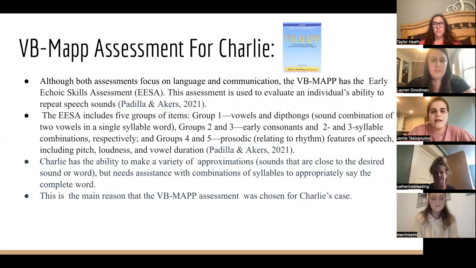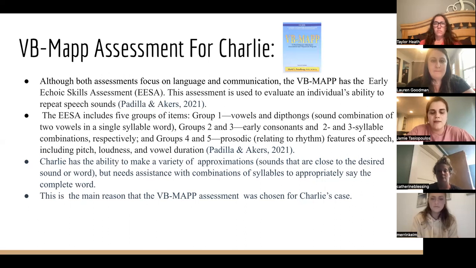The EESA includes 5 groups of items. Group 1, vowels and diphthongs, which is a sound combination of 2 vowels in a single syllable word, for example, loud. Groups 2 and 3, early consonants and 2 and 3 syllable combinations, respectively. And groups 4 and 5, prosodic, which is relating to rhythm, features of speech including pitch, loudness, and vowel duration.